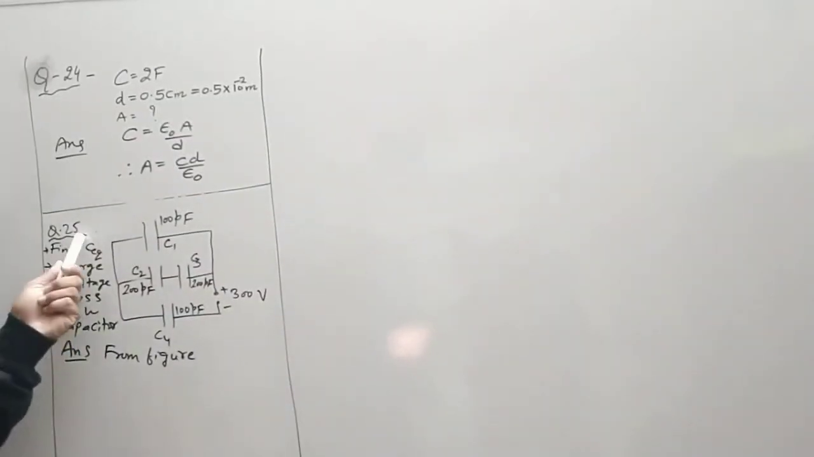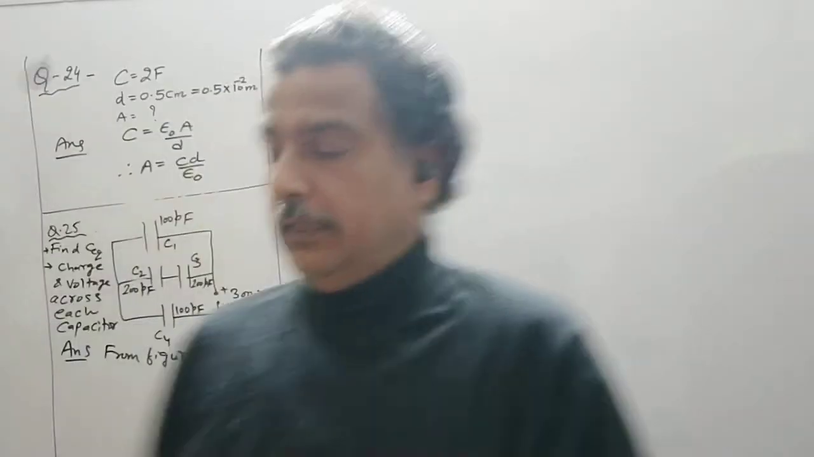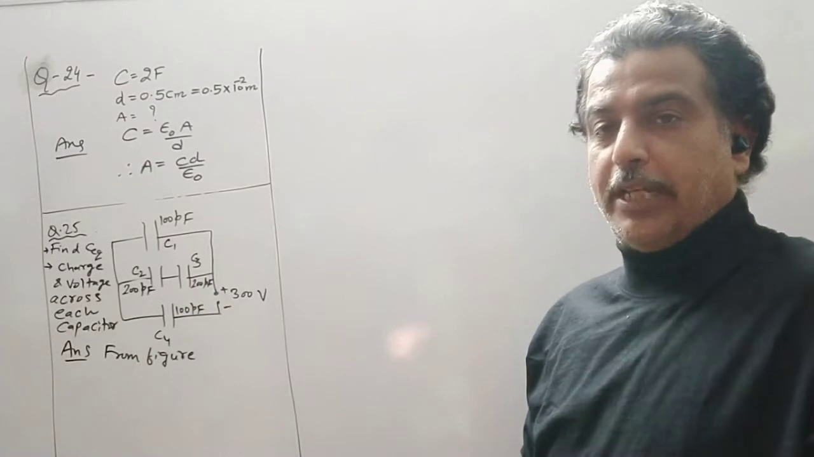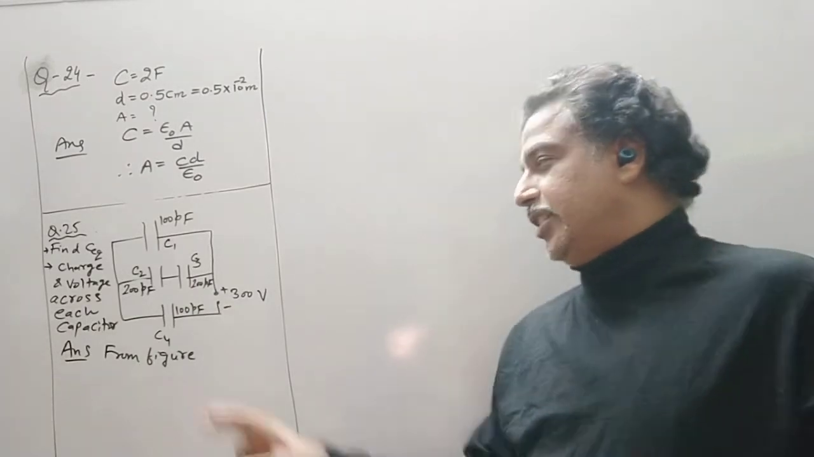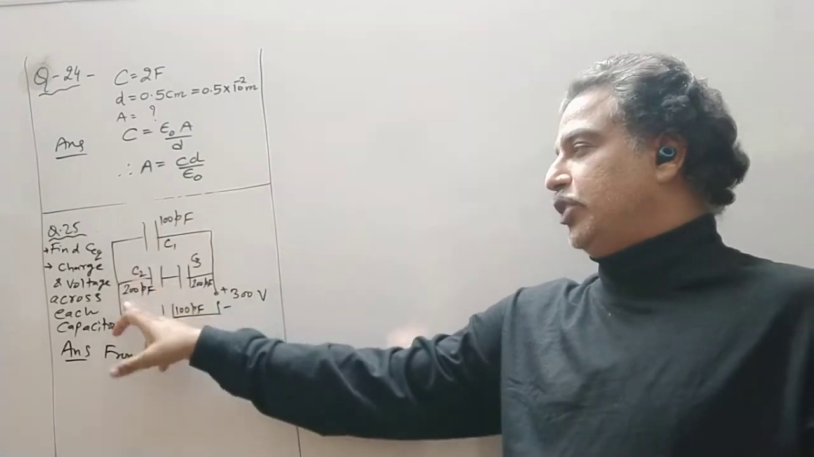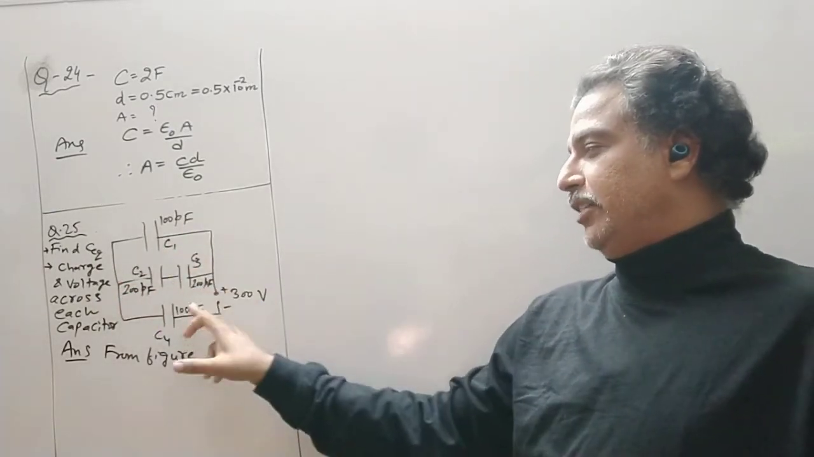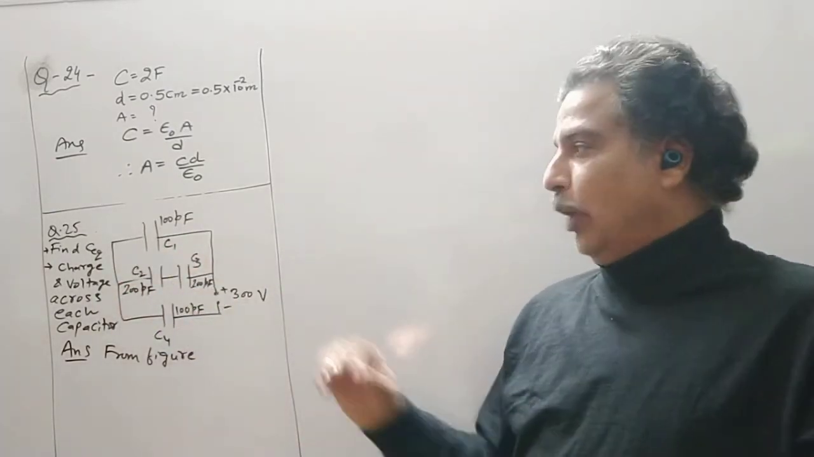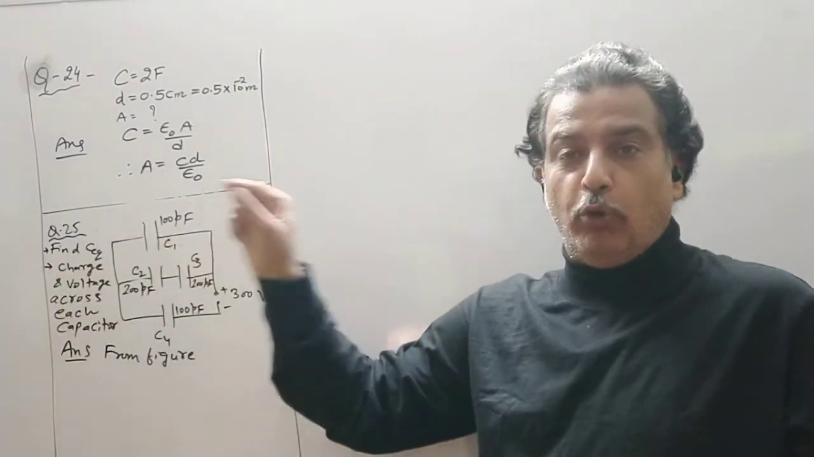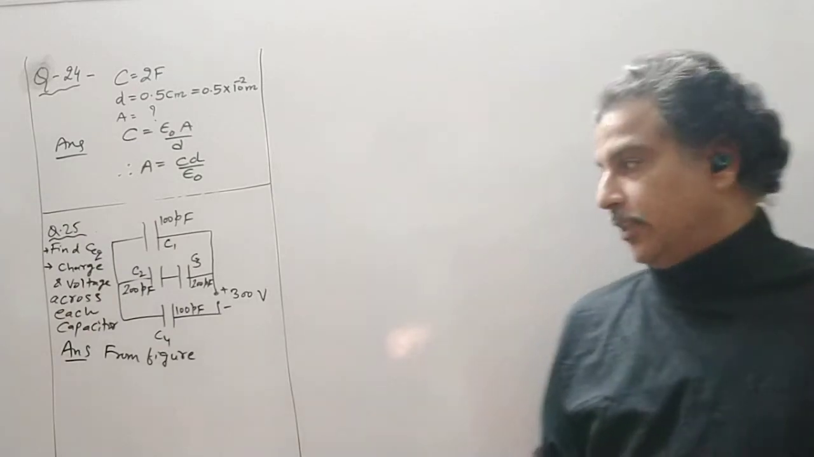Now let us see question number 25. The combination of capacitors is given. There are 4 capacitors C1, C2, C3 and C4. C1 is 100 picofarad, C2 is 200, C3 is 200 and C4 is 100 picofarad. You have to find out the equivalent capacitance, charge as well as the voltage across each capacitor.